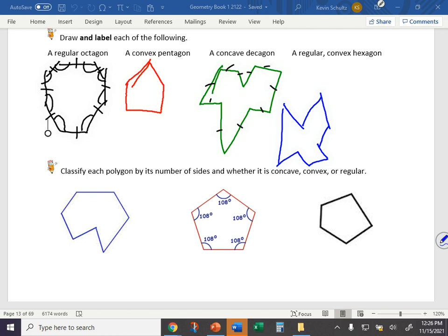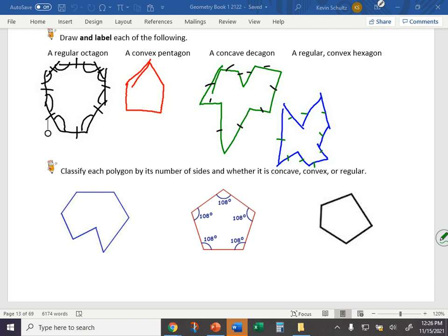Nine. Eight for this one, right? Yeah, concave. I counted 9. 1, 2, 3, 4, 5, 6, 7, 8, 9. I thought he was doing a regular hexagon. Attaboy. This would be a concave nonagon, I believe. 1, 2, 3, 4, 5, 6, 7, 8, 9.